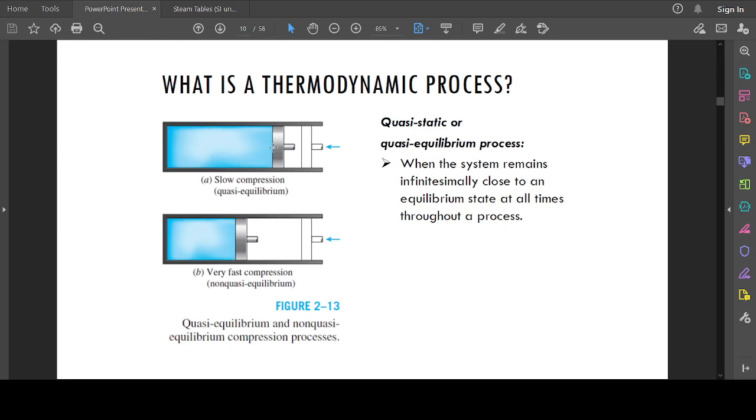Because of that infinitesimal change, we can regard this system as a quasi-equilibrium process, because the volume does not change fast enough for us to identify the difference in volume. But if the compression process is very quick, then we refer to this process as a non-quasi-equilibrium process.